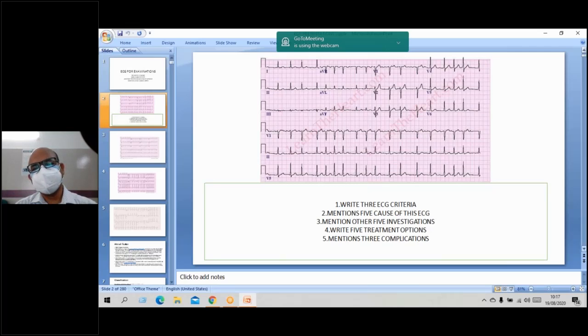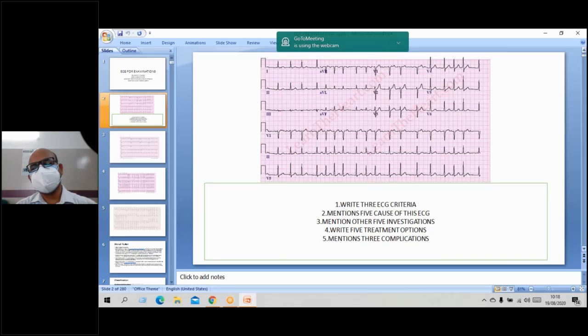Number five, you write complete blood count, and then other investigations, maybe blood sugar, lipid profile, renal function test. A lot of investigations and treatment options. Treatment option, you already mentioned the principle of treatment. First of all, search for the underlying cause and treat accordingly.